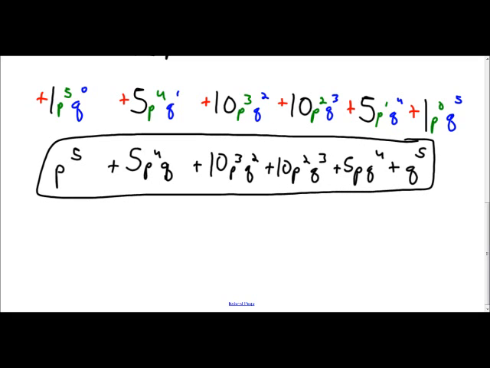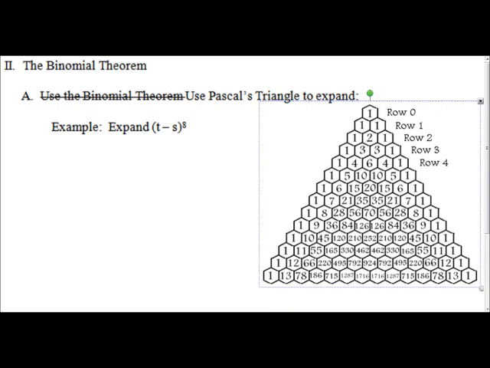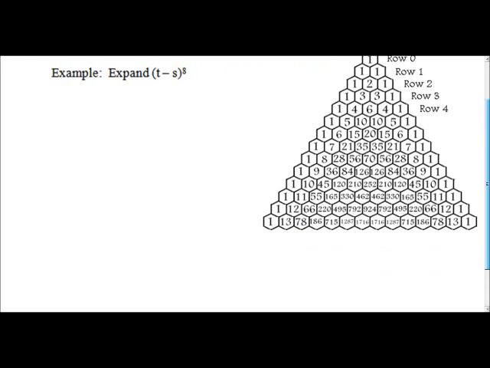Instead of having to FOIL things out a million times over, we can just write this full expansion for that binomial. So again, instead of using the binomial theorem, we'll just use Pascal's triangle to expand one. In this case, we are given a negative. So we'll move this off to the side here, and we'll go right down with our steps.